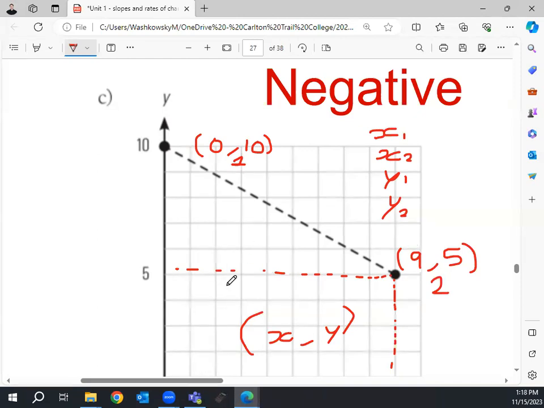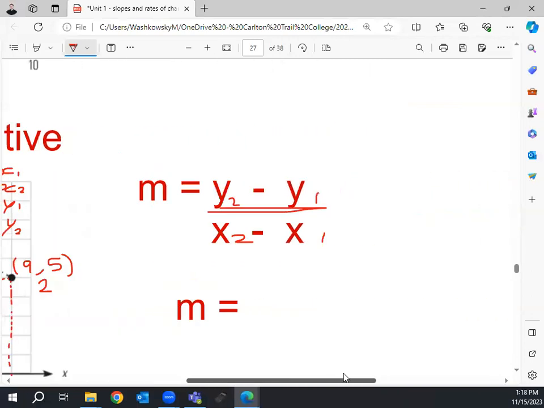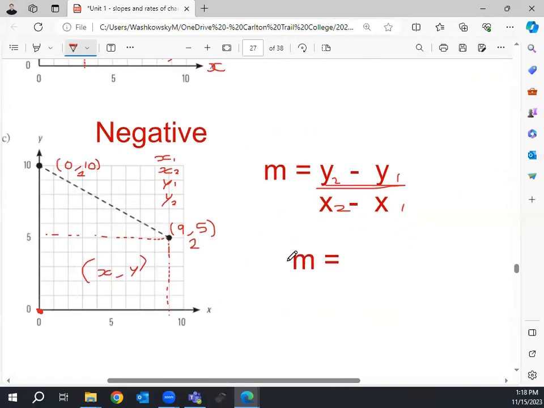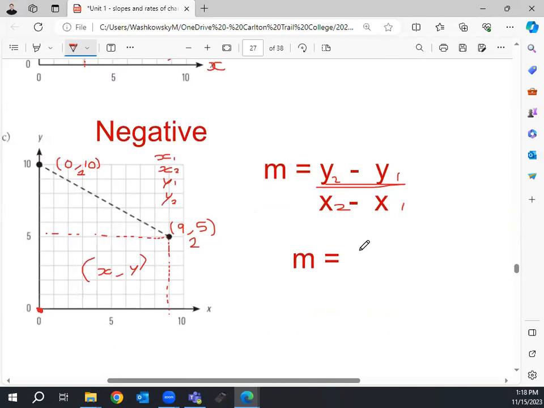So I have my 2 points. I'm just going to substitute it in. So m is going to be equal to my y2 is 5. My y1 is 10. And then what's my x2? So my second x I see here is a 9. And that's all take away 0.